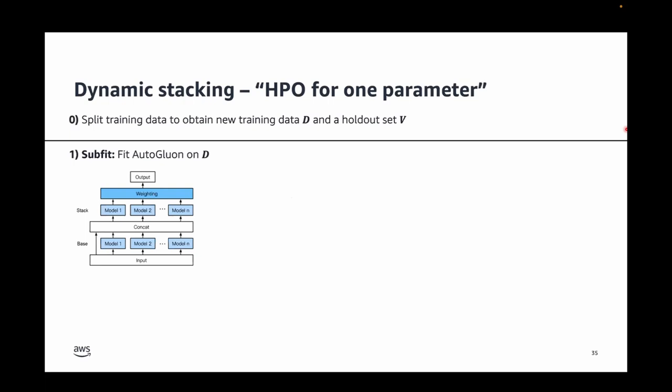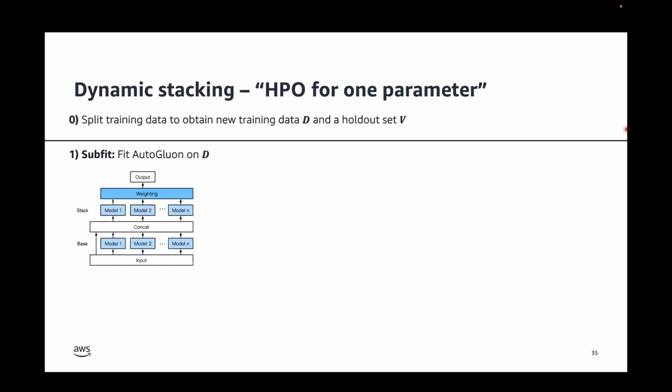a solution that we call dynamic stacking, which is essentially a way to automatically address the question of whether we should stack for two levels or not, two levels and more or not. And the way we do this, coming back to AutoGluon, is essentially like doing HPO on one parameter: should we stack more than two layers or not? And the way it works is the following.